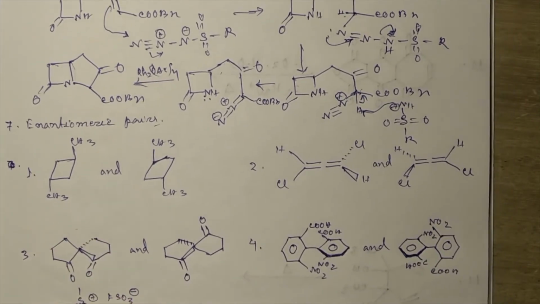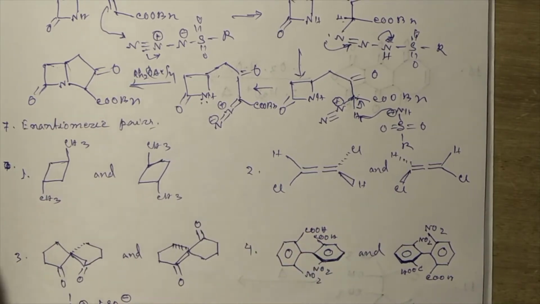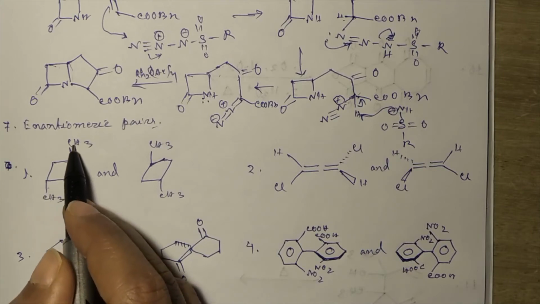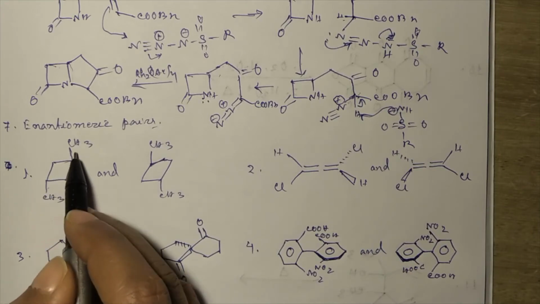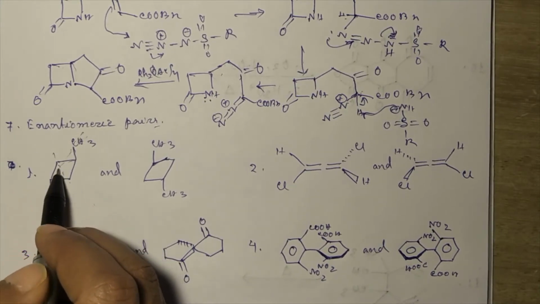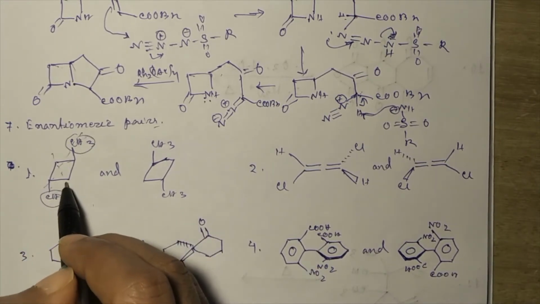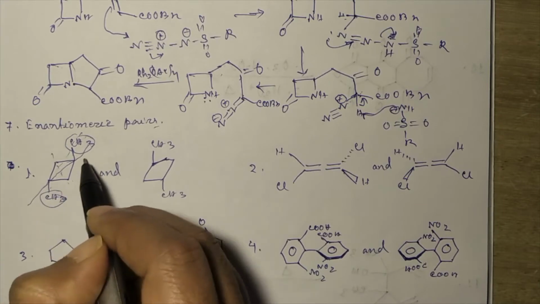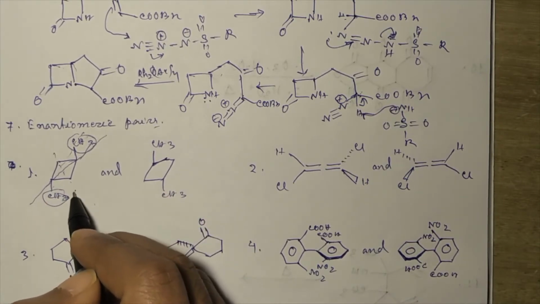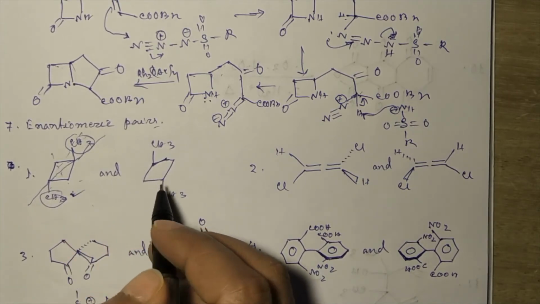Now we have to determine the enantiomeric pair between these. Now in this compound, as a plane of symmetry can be passed through this molecule in this way, bisecting this CH3, in this way a plane of symmetry can be passed. So this is optically inactive, so these two are not enantiomeric pairs.